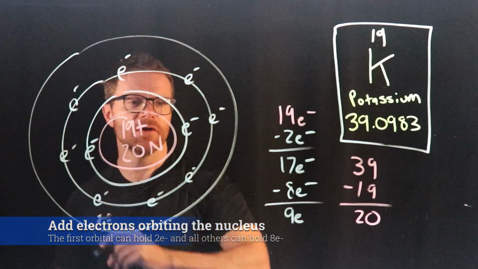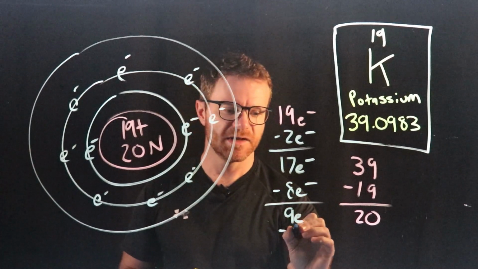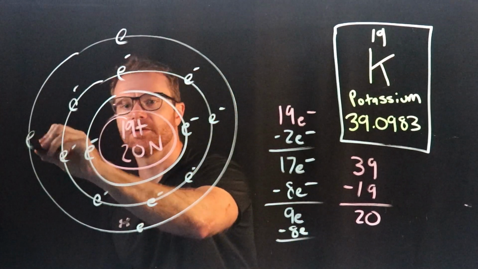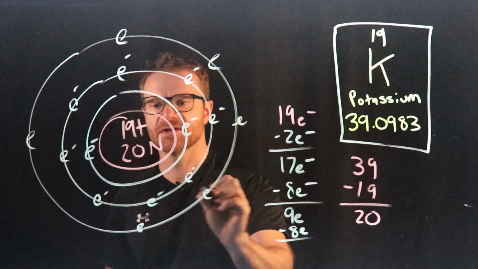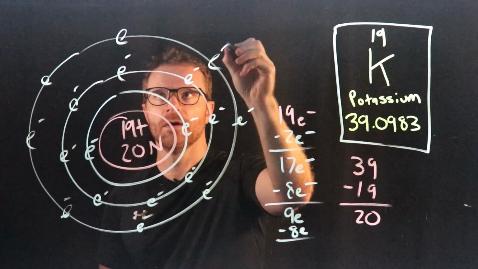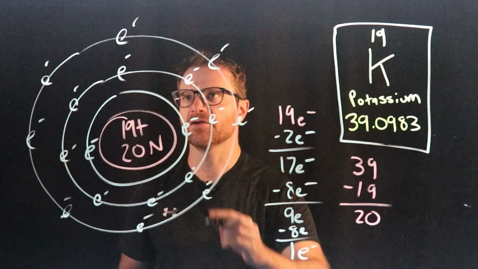The next energy level, as with basically all other energy levels at this point, can hold 8 electrons. So let's take another 8 electrons out. 1, 2, 3, 4, 5, 6, 7, 8. And that leaves us with 9 minus 8, a single electron.